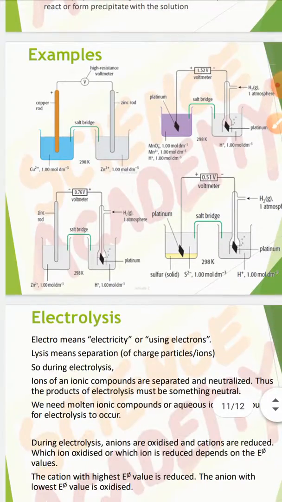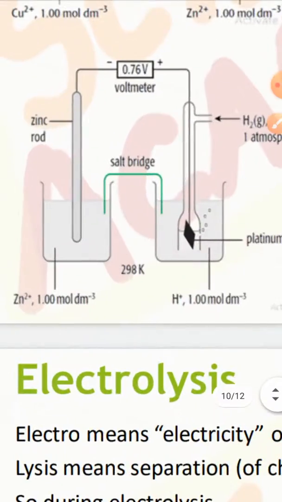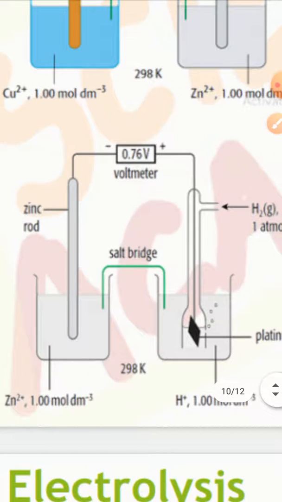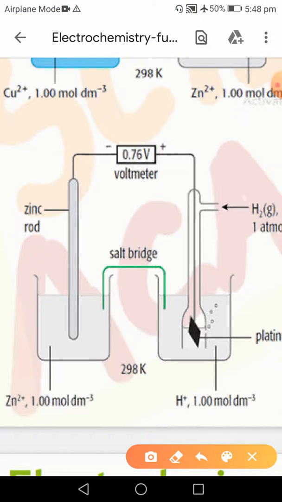Look, some examples of half cells are given here. I think I should talk about the positive electrode and negative electrode. So let's go to the case of copper.